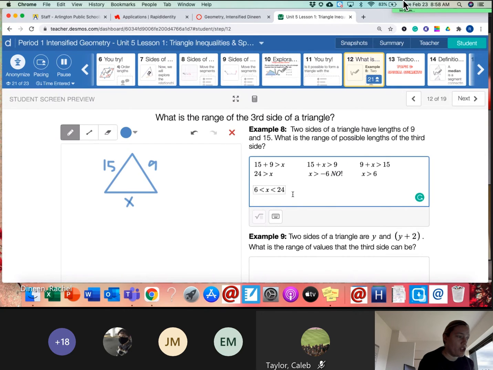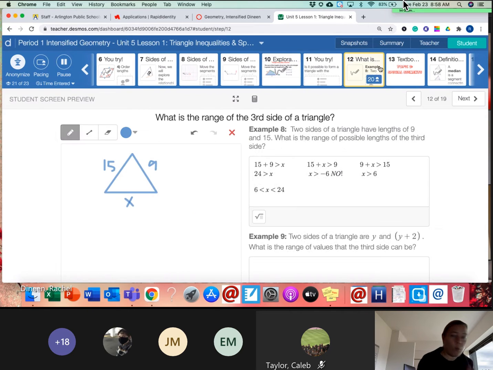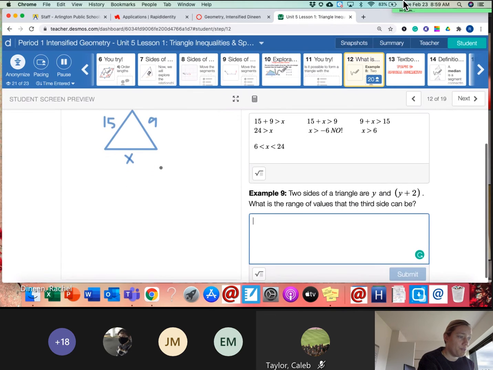All right, questions on that one. So you're using exactly what we learned with the triangle inequality theorem, setting up 3 different inequalities, and then one of them is never going to work. It's going to give you something negative, so you're not going to use it. You're going to use the ones that give you positive. All right, so let's look at another example, and this time we are going to have variables.